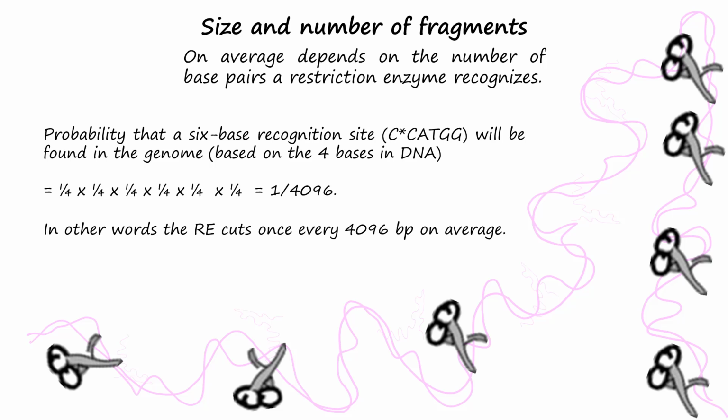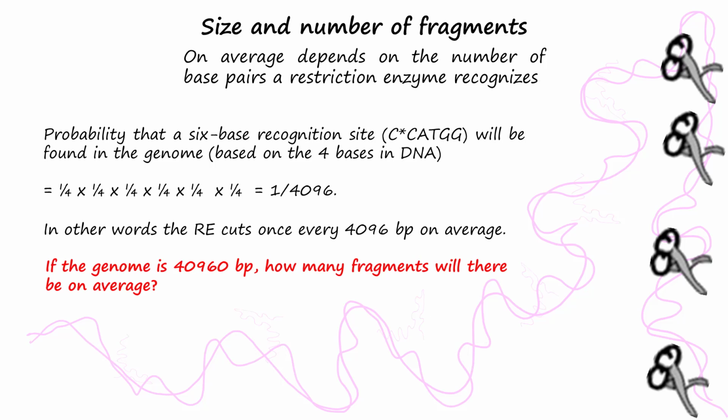For example, the probability that a 6-base recognition site will be found in the genome, based on the 4 bases in DNA, is equal to 1 over 4 to the power of 6, which is 1 over 4096. In other words, the restriction enzyme cuts on average once every 4096 base pairs. So if the genome size is 40,960 base pairs, how many fragments will there be on average? If you answered 10, you would be correct.